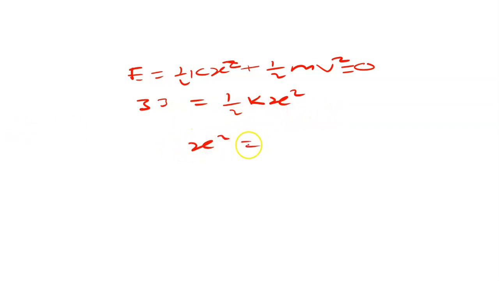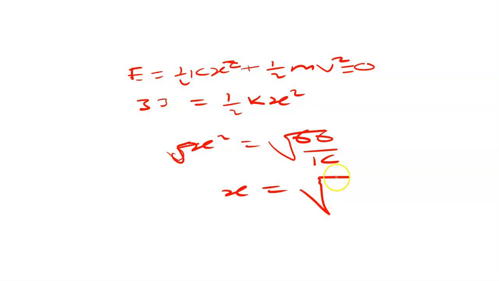So our x squared is equal to 66 divided by k. Then you square root both sides. You are going to have x being equal to the root of 66 divided by k. Now, this can be positive or negative. Which value are you going to get? And it will be in meters.